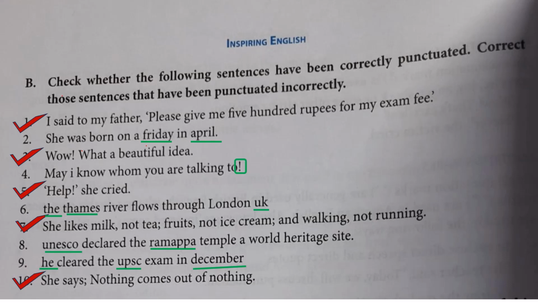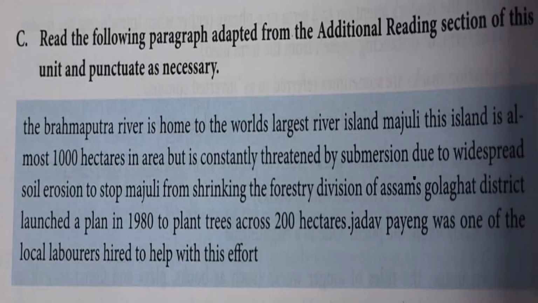So these are some of the exercises, textual exercises. Hope you have understood the importance of punctuation marks and the punctuation, how it brings meaning and organization to your written text or spoken text, students. Okay, spoken, when you translate into written, you have to use all these kind of punctuation marks. Okay, and the last exercise, read the following paragraph adapted from the additional reading section which is given in your textbook and punctuate it as necessary.